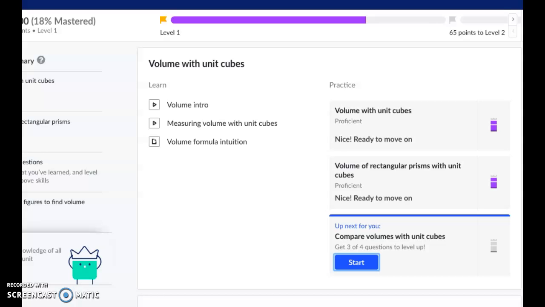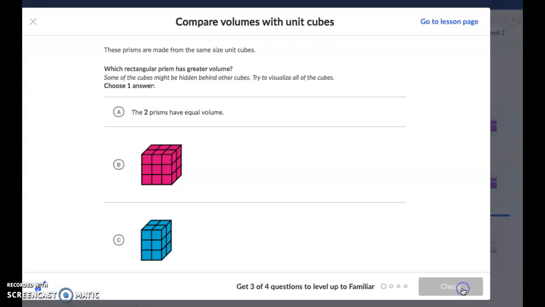Khan Academy volume, and we're working on the third subtopic, compare volumes with unit cubes. So these prisms are made from the same size unit cubes. Which rectangular prism has greater volume?